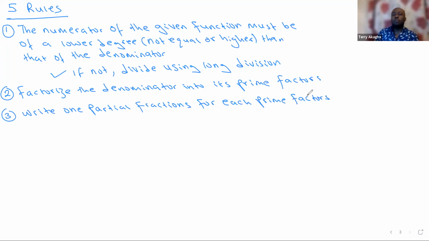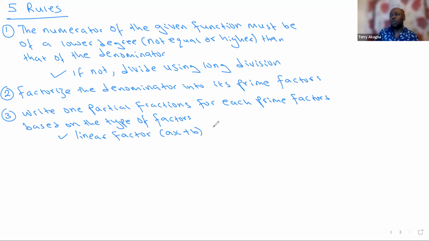Usually this is based on the type of factors. We have about 4 types, and don't worry, I'm going to explain each of these later when I start solving an example. We have what we call the linear factor, which is usually in the form of ax plus b. You write the partial fraction like A over ax plus b.